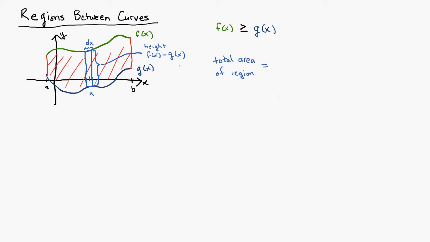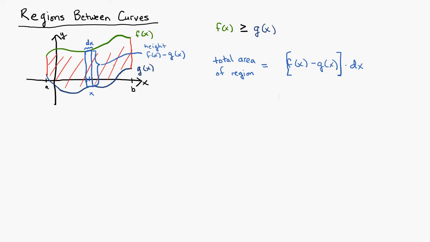To get the area of the total region, we start with this single rectangle. So it's height times width. Right, so the height is f of x minus g of x. And the width is dx. And so now we have the single rectangle.